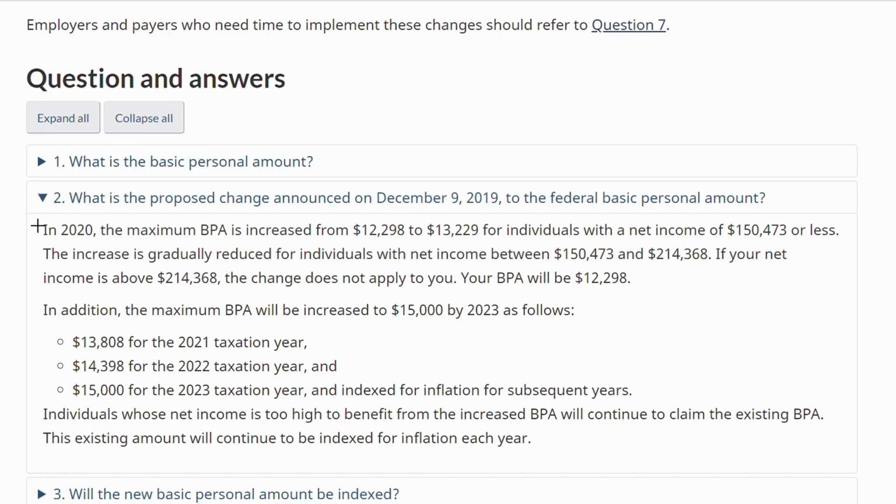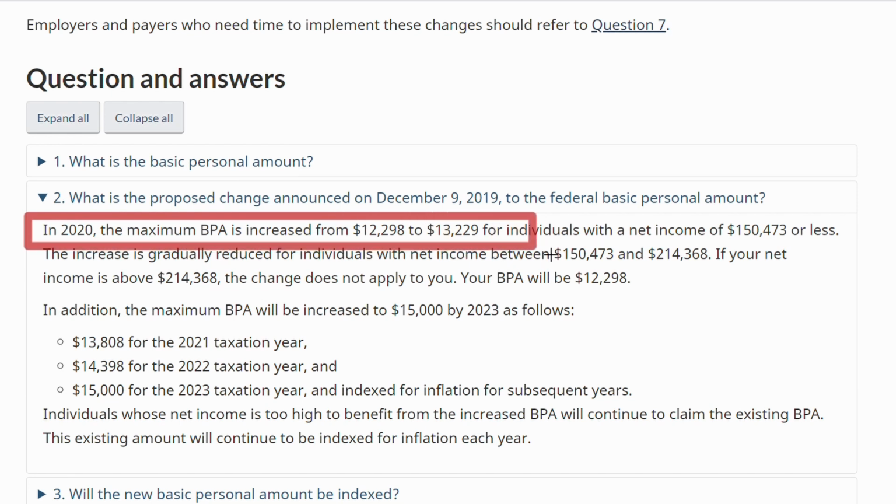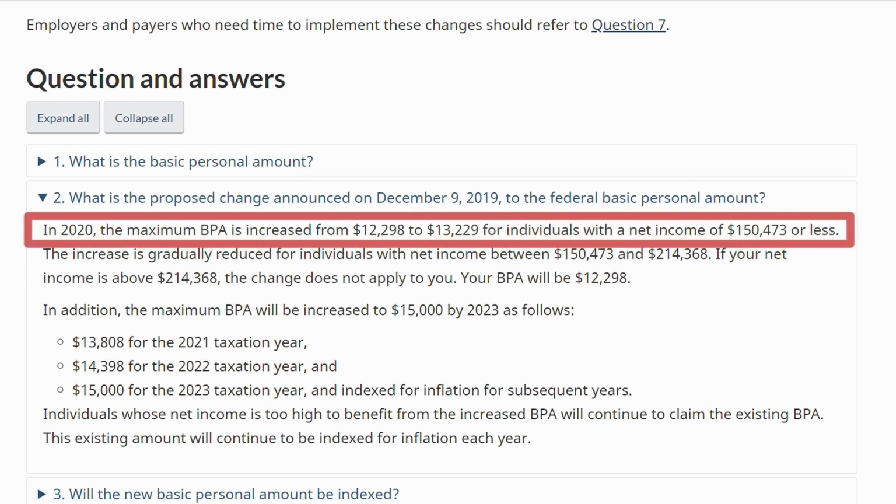Tax credits, on the other hand, work a little bit differently than tax deductions in that they are subtracted from the amount of tax you owe, as opposed to your income before taxes. The most common tax credit that everyone can claim is known as the federal basic personal tax credit. This allows you to subtract an amount from your taxes set by the federal government.